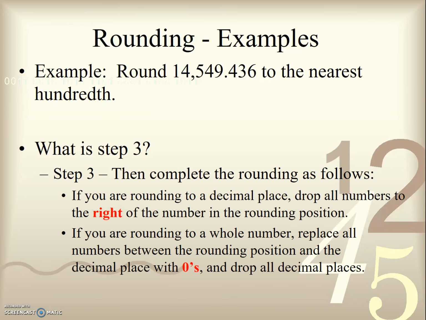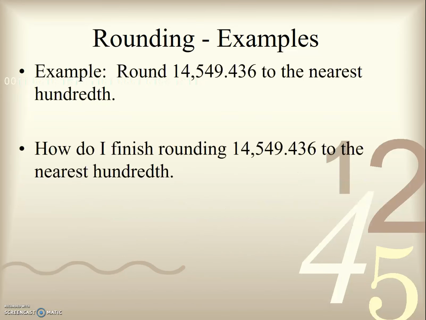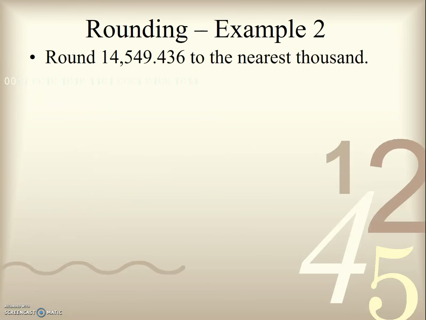All right, so that second portion isn't applicable to us because we're rounding to a decimal place. So let's see what that looks like if we round to the nearest hundredth. And we have 14,549 and 44 hundredths. Now remember that second part of step 3 is to drop all the zeros after the rounding place. So we're going to end up looking like that.